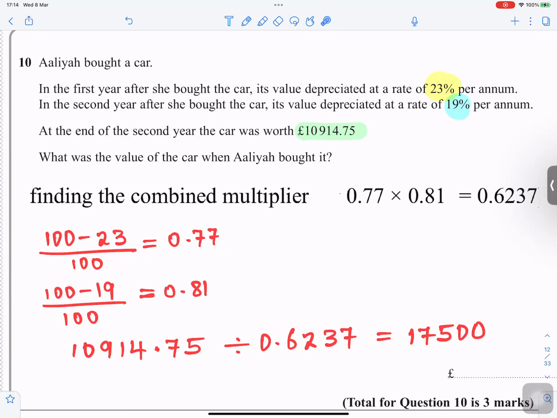So for the first multiplier, we have 23%. So 100 minus 23, because it's depreciating, it's going down, divided by 100, gives you 0.77. For the next year, 100 minus 19, divided by 100, is 0.81. So multiply those two together, 0.77 times 0.81, 0.6237 is the multiplier. So we want to get the original price. So it's that new price divided by 0.6237. It gives you 17,500.